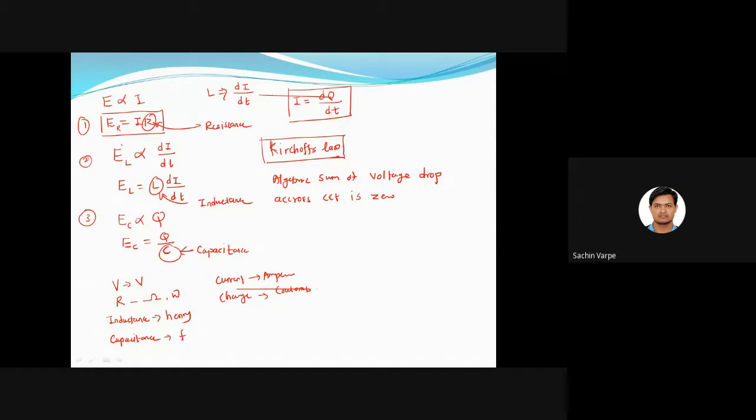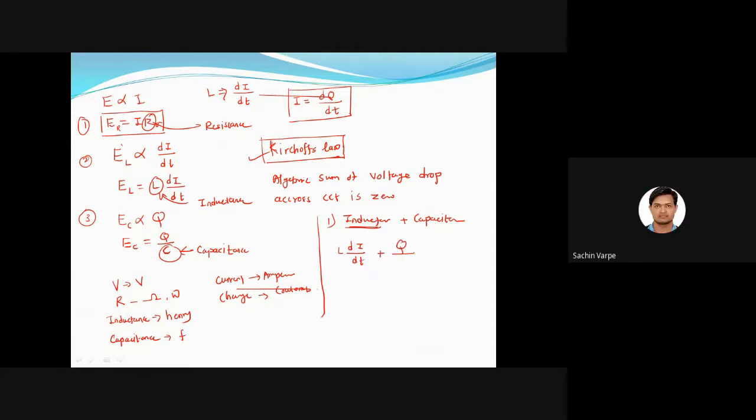For example, there are various circuits. Suppose any circuit involves an inductor and a capacitor, then what does Kirchhoff's law say? The algebraic sum of voltage drops. So what is the voltage drop across the inductor? The voltage drop across the inductor is L di by dt, right? And what is the voltage drop across the capacitor? It is Q by C.